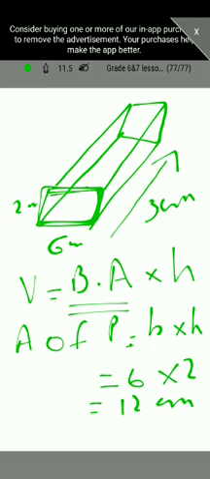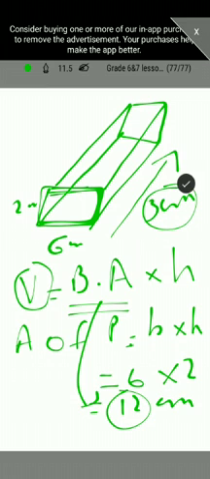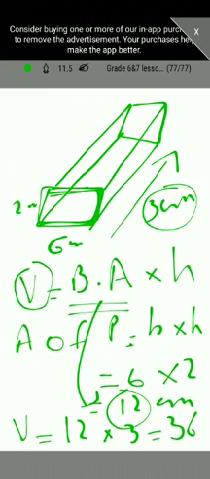And you need to find out the volume of the prism. Base area is now 12, so you multiply this 12 by its height, 3. So for the volume we multiply 12 times 3, which is 36 cubic centimeters, the volume of this prism. So that's how we find out the volume of prisms.